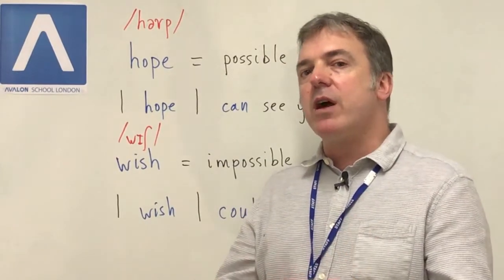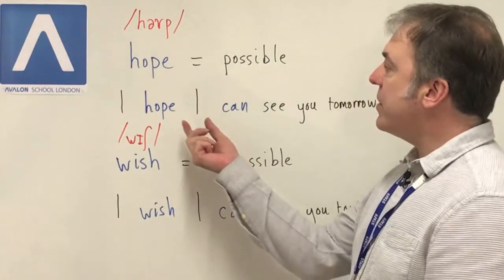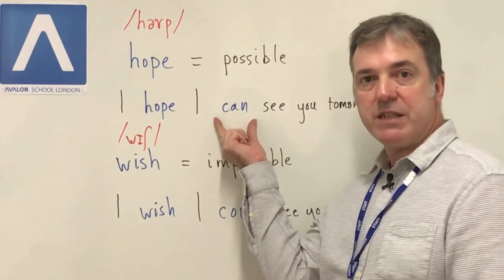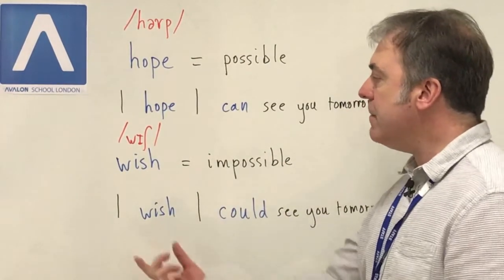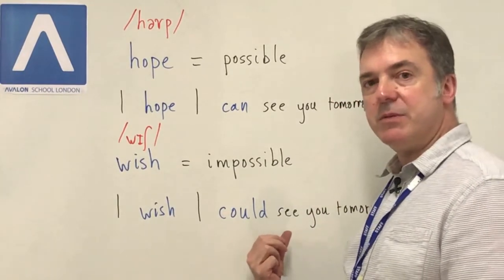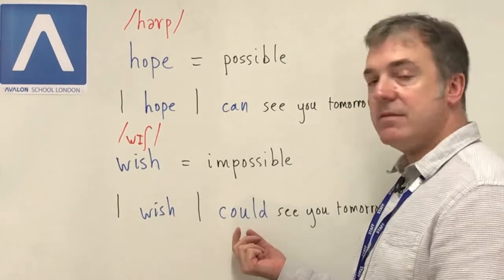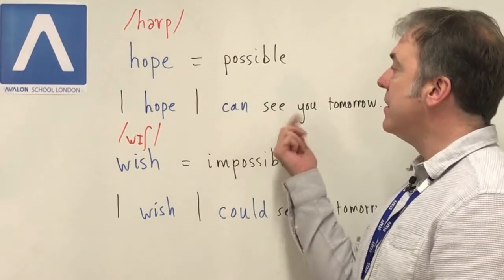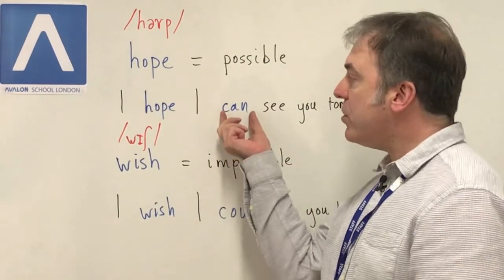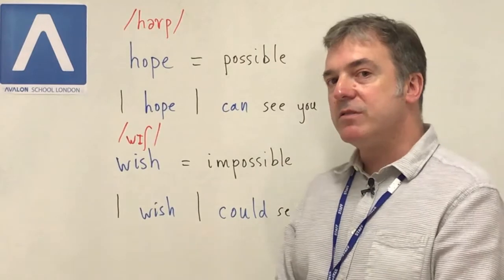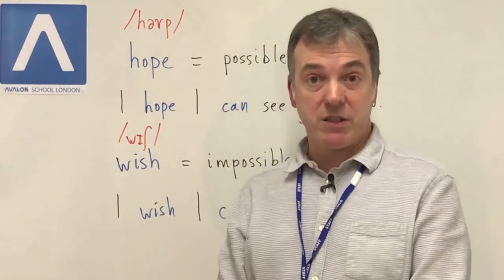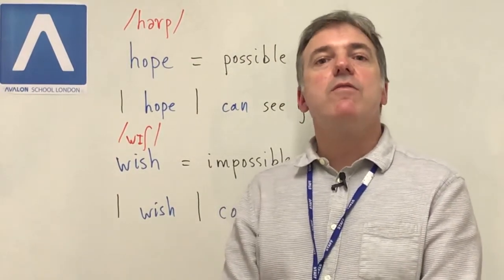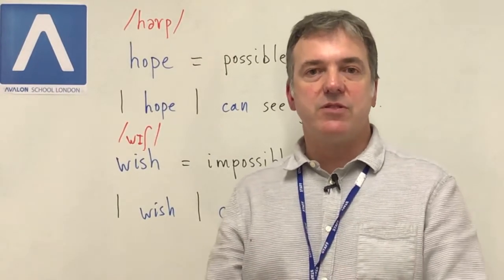Before we move on to the grammar, the structure, just notice here. With hope, I can see you tomorrow. Can is in the present form. It's a modal verb. Here, I wish I could see you tomorrow. So here, can, modal verb, the past form is could. And of course, after the modal verb, we have the infinitive, but we put the verb into the past with wish to indicate that it is an impossible situation. So that's the difference in meaning. Now, let's have a look at our first example of the difference in use in structure.